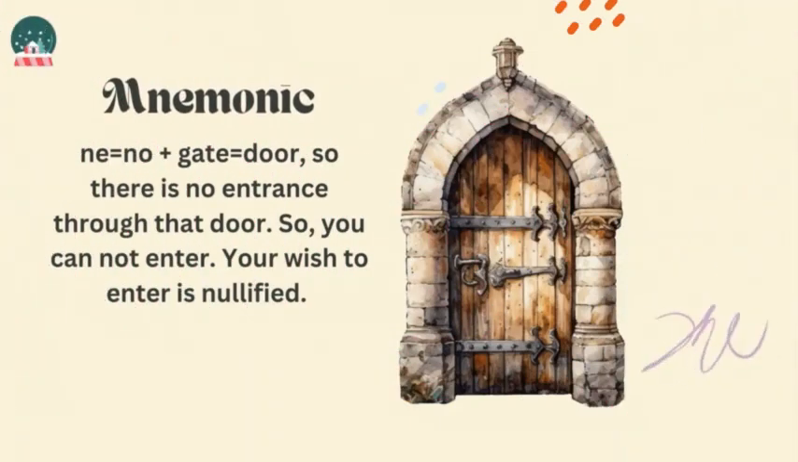Memory aid to help you memorize this. Any equals no plus gate equals door, so there is no entrance through that door. So, you cannot enter. Your wish to enter is nullified.